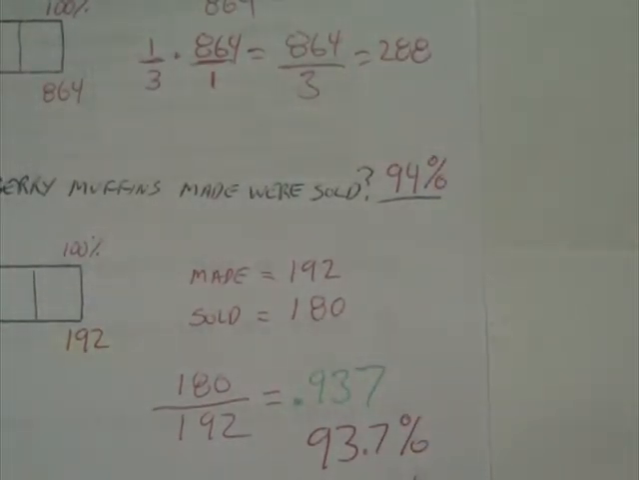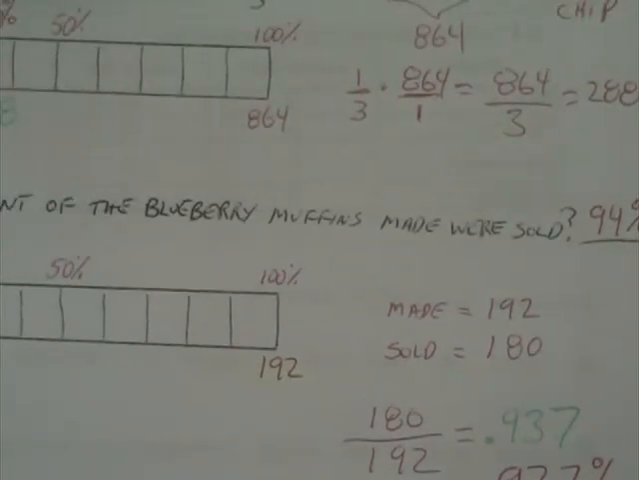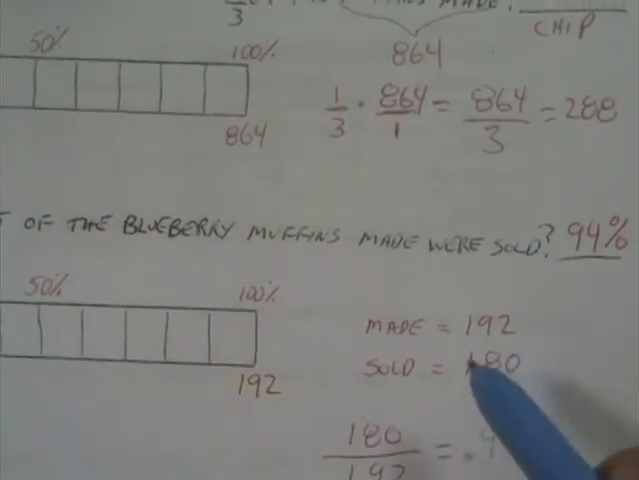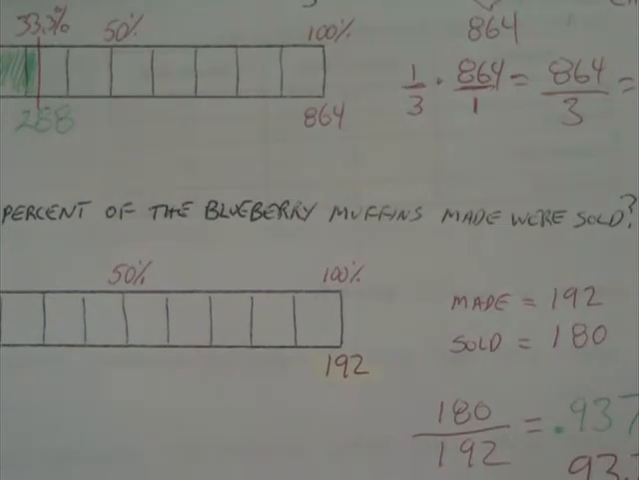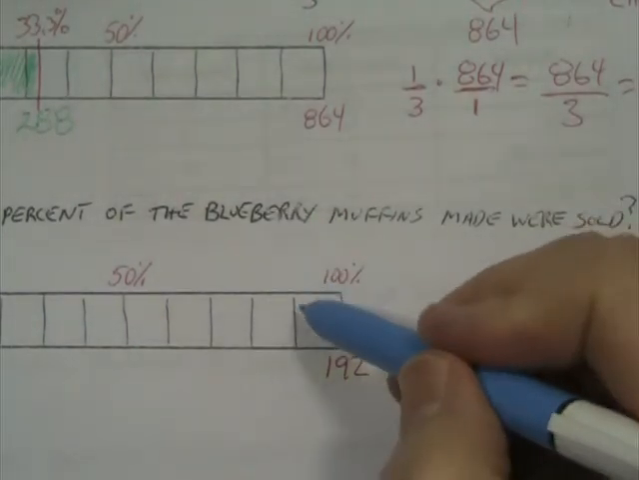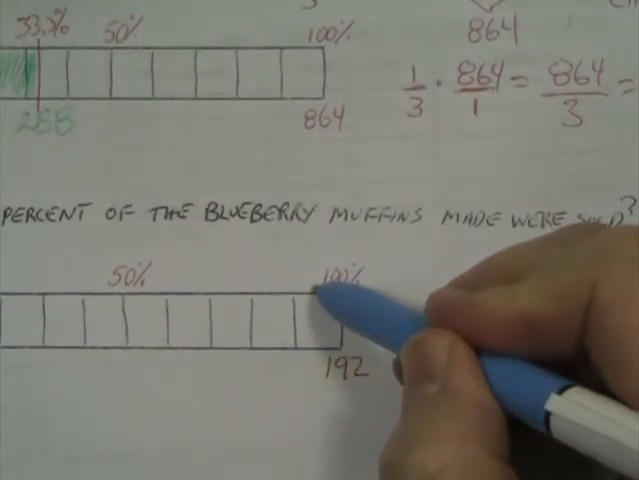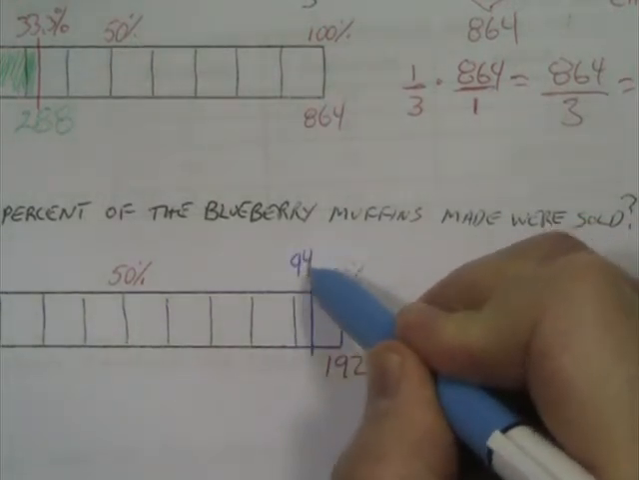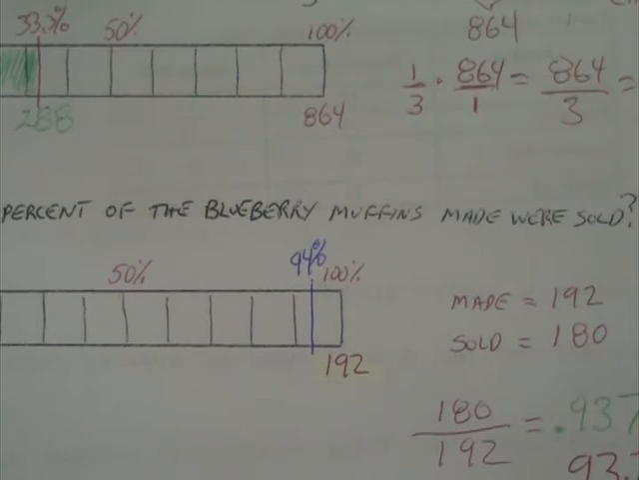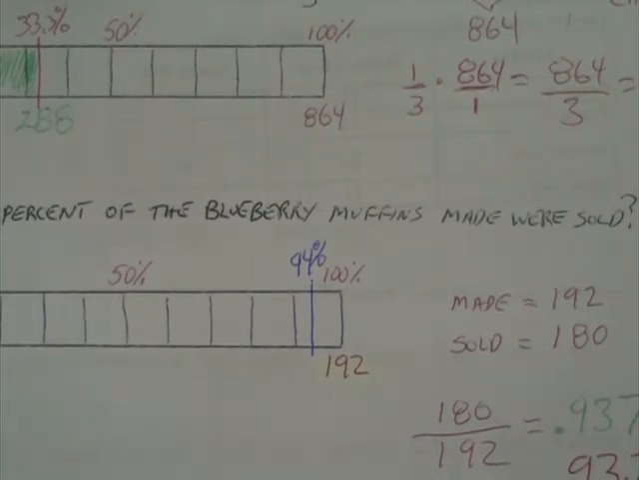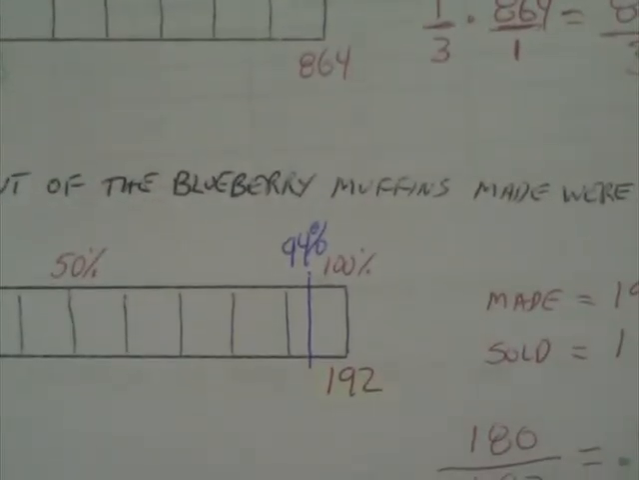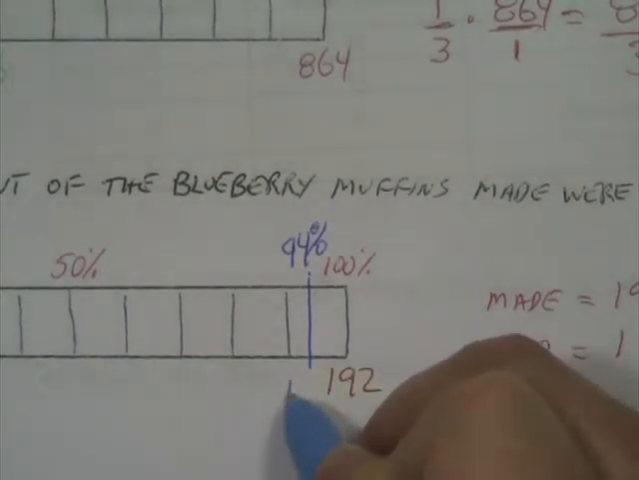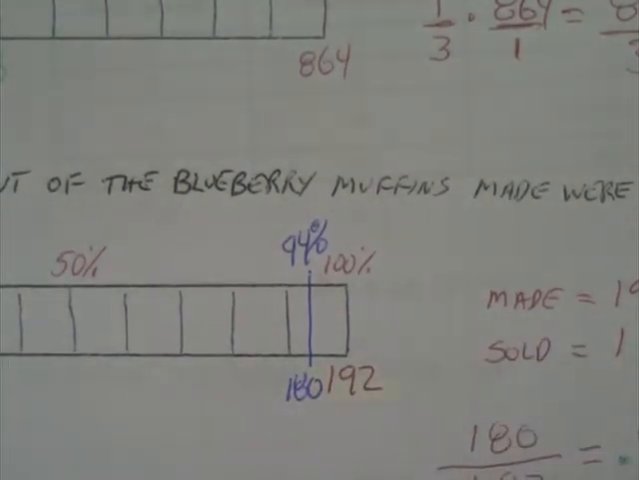Okay, well I need to show that on here. So it was 94%, so I go over here. Here is 90, and approximately about halfway. Okay, this is 94%, and that represents 180 muffins.